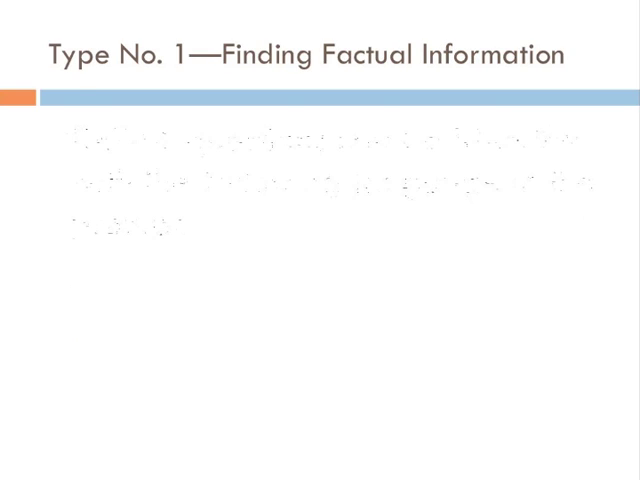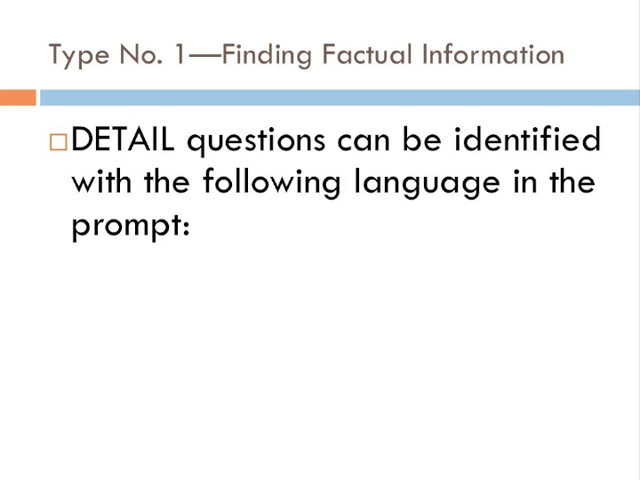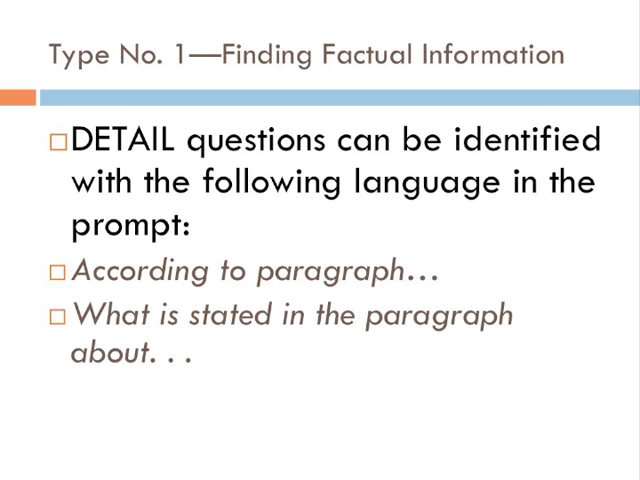Now, question type number 1 is referred to as finding factual information. These types of questions can be identified with the following language in the prompt, and we really need to pay attention to the language because it will help us quickly identify what type of question we're being asked. Detail questions usually refer to things such as looking at a particular paragraph, so for example, according to paragraph number, and so on, or a sentence beginning with what is stated in the paragraph about something.